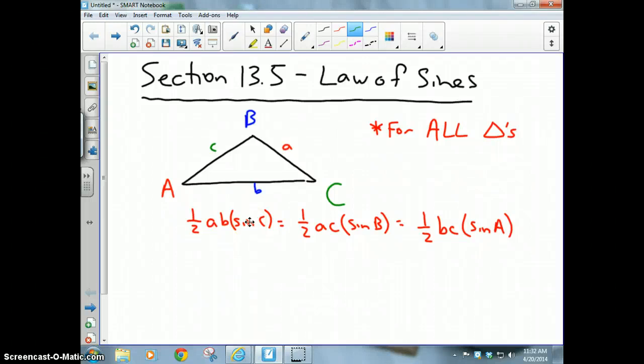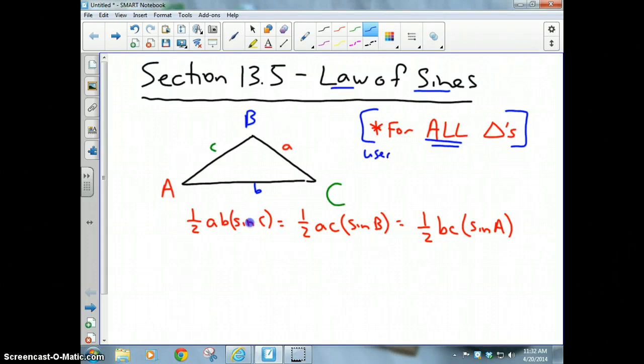All right, in the last video in section 13.5, you learned how to use the definition of sine to find the area of a triangle. And we're going to use that formula for the area of a triangle to derive what is called the law of sines. Now, the law of sines works for all triangles, not just right triangles. It works for all of them.